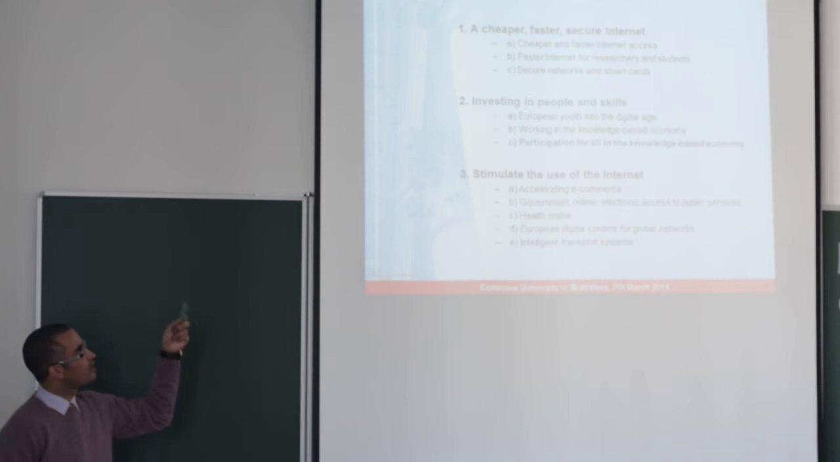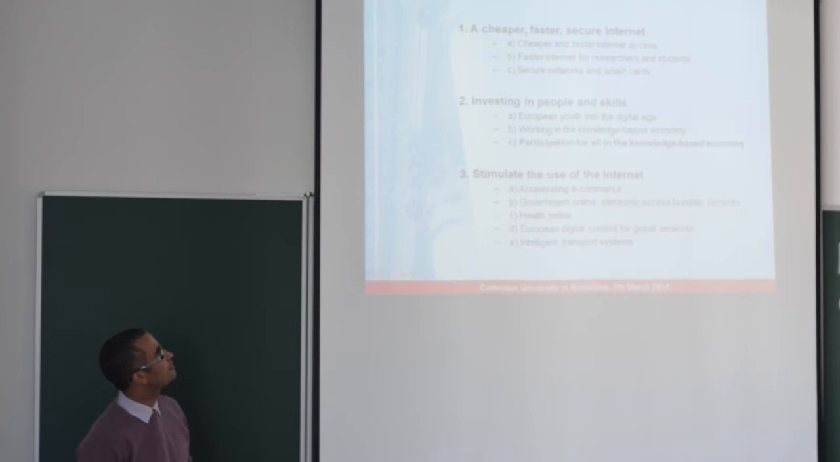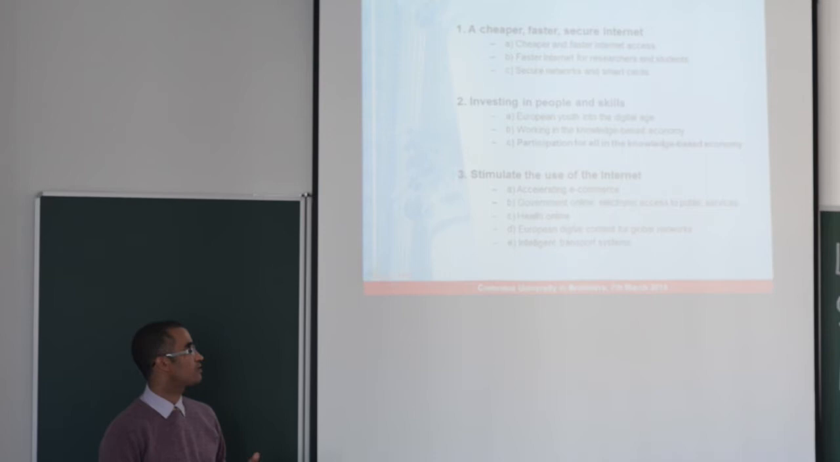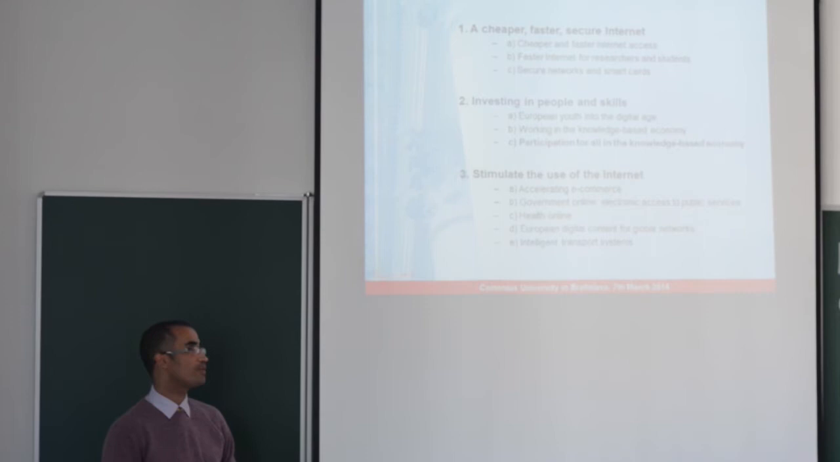Well, here is just a check mark about every one. A cheaper, faster, and secure internet: faster internet for researchers and students, secure networks and smart cards. Because in the very beginning of this project, Europe tried to be the most efficient and fast network in the world. It was the main objective of Europe at that time. And they tried to expand it and cover all the schools and universities, to provide them with internet access at least.